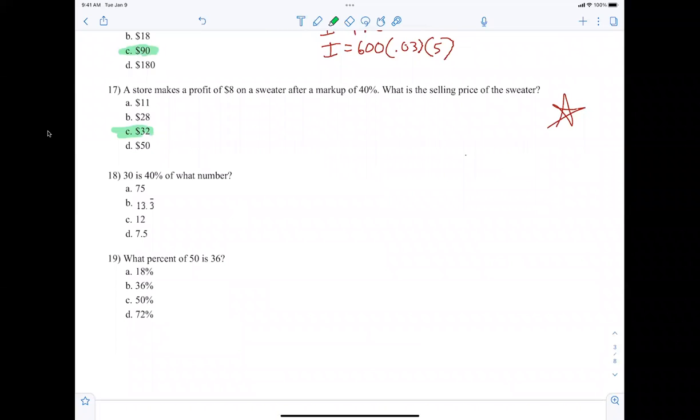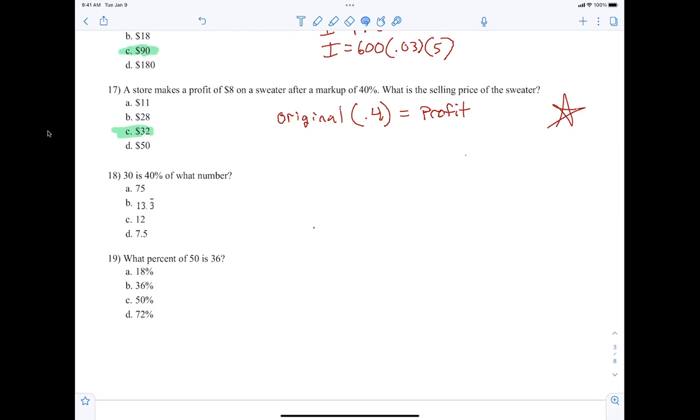All right, $8 represents 40%. Do we agree? Right? So watch. What you bought it for was the original, correct? Multiply that by 0.4, and that's going to equal your profit. Is everybody okay with that? Does everybody agree? If you take the original times the percent, that's going to be your profit, right?